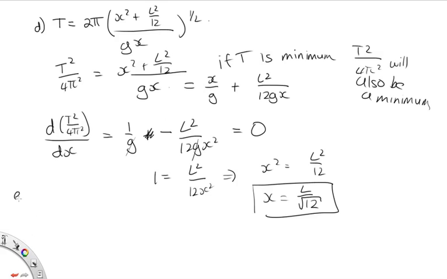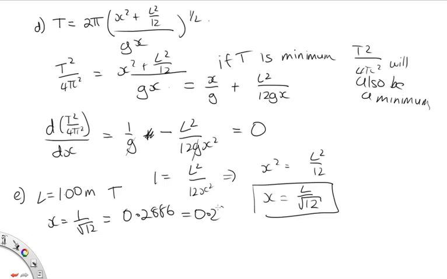Okay, part E says L is equal to 1.0 meters, and you need to find the minimum period T and the minimum value of x. So the minimum value of x is given by this. So x is equal to 1 on root 12. Solving that on the calculator, we end up with 0.2886, which is equal to 0.29 meters to two significant figures.